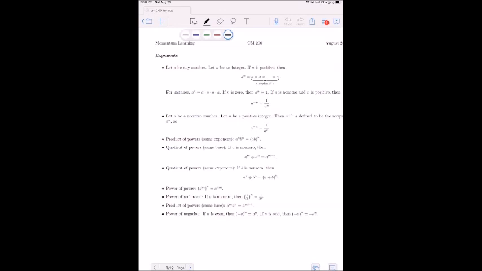This is CM200 class and we are going to learn exponents today. Okay, how to work with exponents.